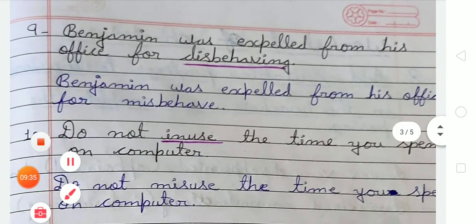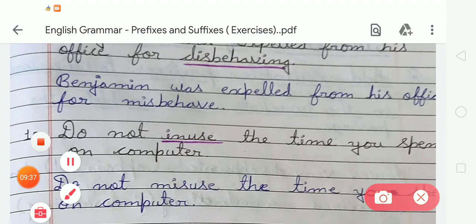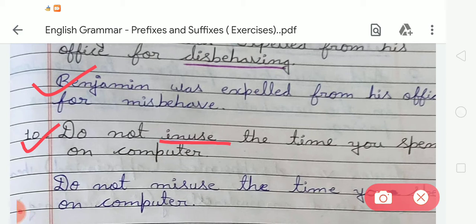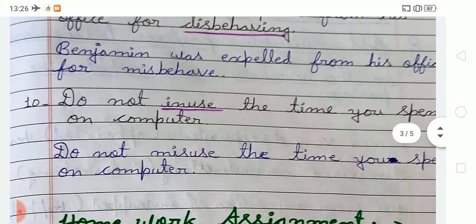Now the next is number 9. Benjamin was expelled from his office for misbehaving. So firstly we have to underline the word misbehaving, and after that we have to rewrite: Benjamin was expelled from his office for misbehaving. Okay, misbehaving. Now the next, Number 10, do not in use the time you spend on computer. So firstly we have to underline the word in use, and after that we have to write, do not misuse the time you spend on computer. Misuse, okay, in the place of in use we have to write misuse. So like this we have to complete this exercise.